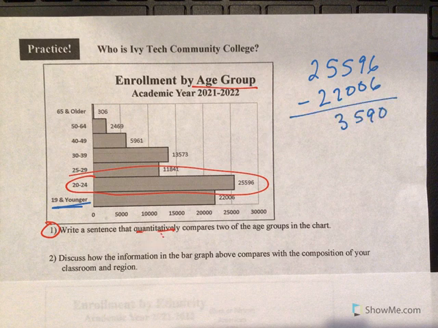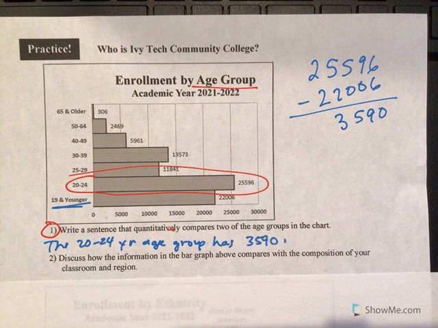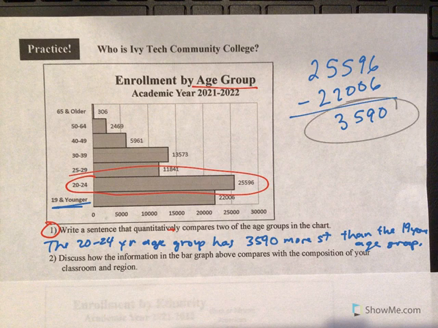So my sentence would be something like: the 20 to 24-year-old age group has 3,590 more students than the 19 and younger age group. It doesn't matter which two you pick. You just want to make sure in your meaningful sentence that you label what two groups you're talking about and you give the numerical difference. Which one has more and by how much?